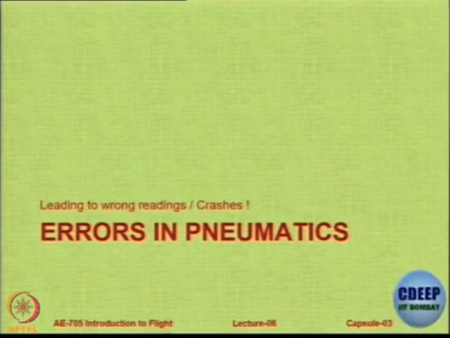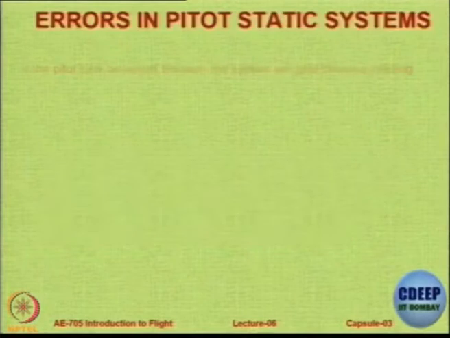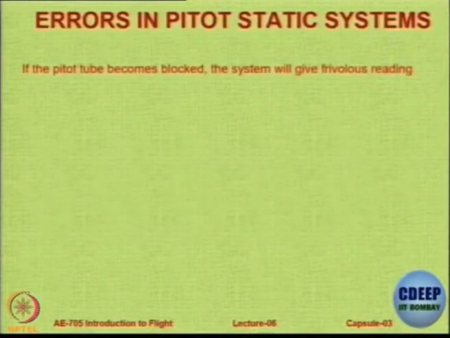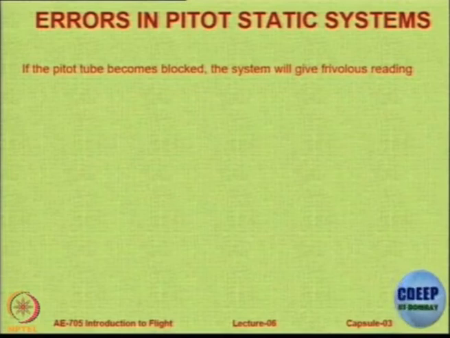Now, pneumatics is dependent on how well sealed the instrument is, how well sealed the system is, how well the pressure is conveyed, and as I discussed with you in the last lecture, there could be wrong readings because of blockages. So let us see what are the typical problems in the pitot-static systems. Obviously, if the tube becomes blocked at some place, it could be blocked right in the front, so the total pressure read is 0, or it could be on the sides where there are static ports, or it could be both.